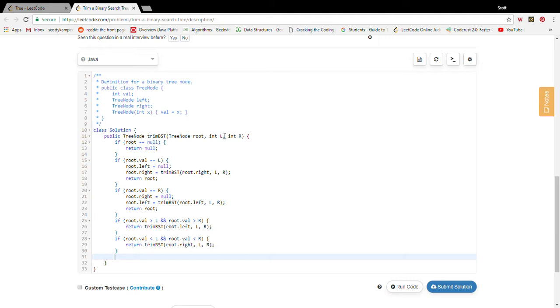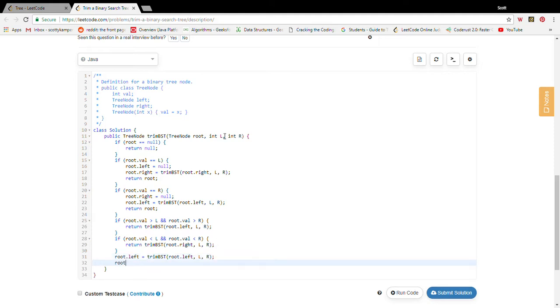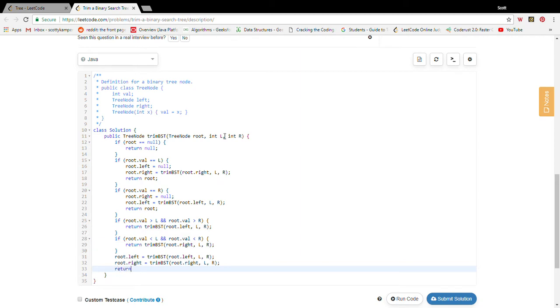So what that also means is the node with the left value is in our left subtree. The node with the right value is in our right subtree. So this is where we just think recursively, and the recursive solutions magically solve our problem. We need to trim both the left and the right. And we return that root.